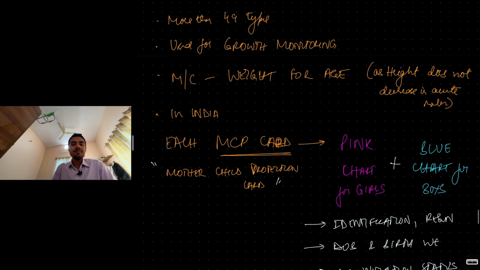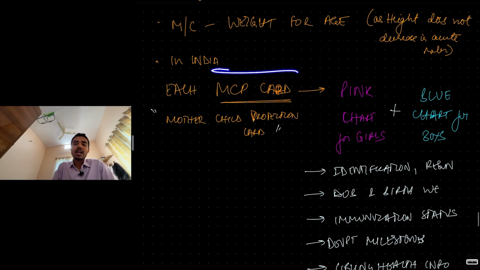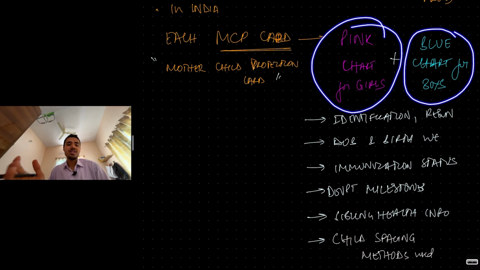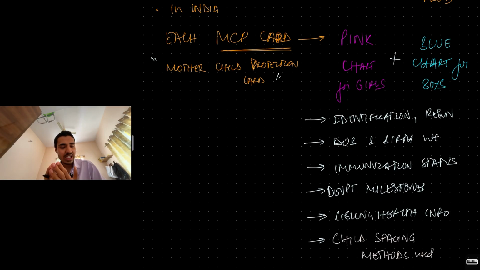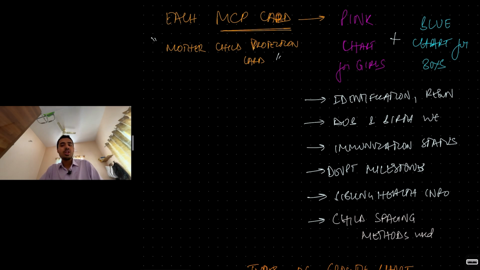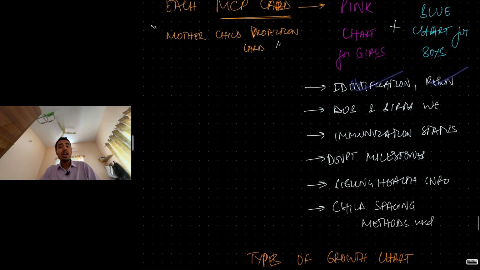In India, there is something known as the MCP card, the Mother and Child Protection Card, which we give to the mother to keep track of the child's health. Here, you will have separate weight for age growth charts, a pink chart for girls and a blue chart for boys. What else will you have in this card? You will have the name, the age, and the registration number, so it can be used for identification and registration. You will have the date of birth of the child and its birth weight, whether it was a low birth weight baby, premature baby, etc.